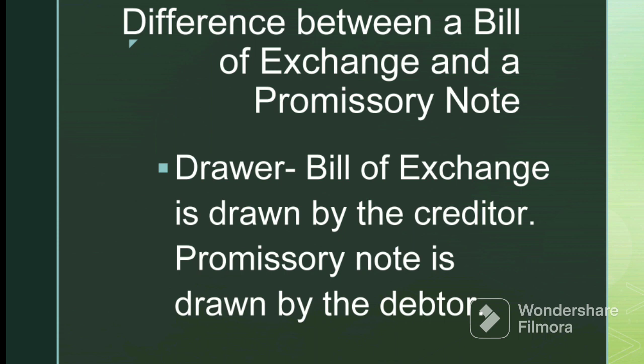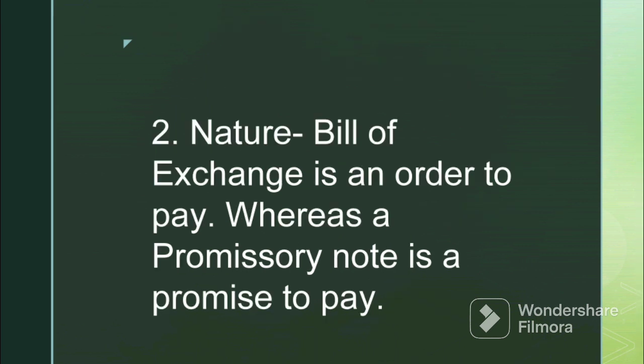First important difference is the bill of exchange is drawn by the creditor and the promissory note is drawn by the debtor. A bill of exchange is an order to pay, whereas a promissory note is a promise to pay. We have already seen a bill of exchange is prepared by the creditor. He has to get the amount. So it is an order to pay the amount. So it's an order given to the debtor to pay the amount on a prescribed date.